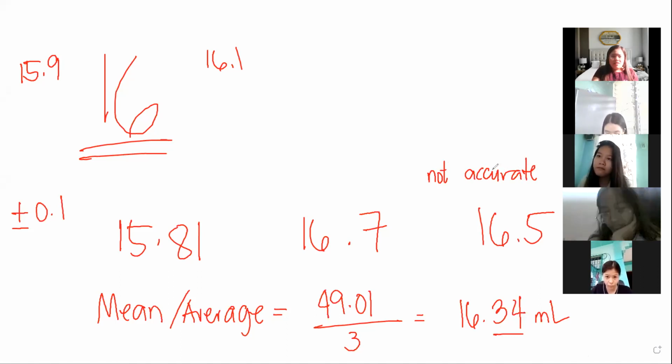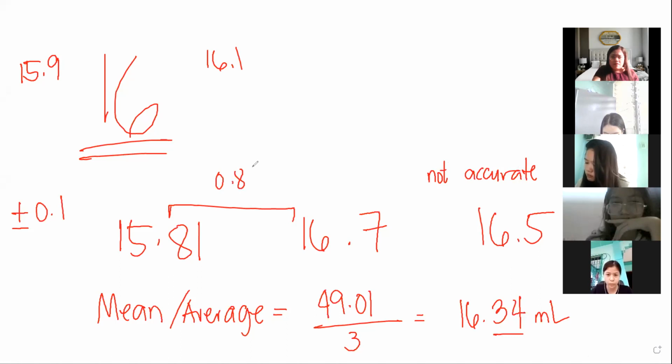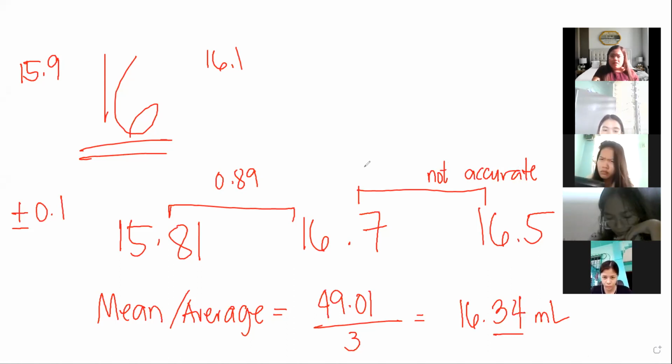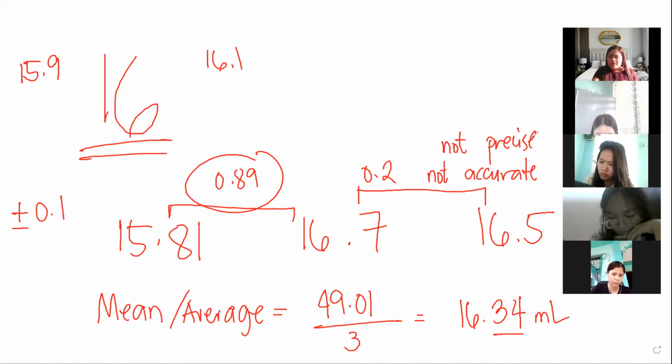And let us see if this is precise. What will be their interval? 15.81 minus 16.7, they have an interval of 0.89. That's big already. And then we have 16.7 minus 16.5 is 0.2. This interval is actually big here. So this is also not precise. Okay? Not precise, not accurate. The interval is far. That's how you check whether your data is accurate or precise.